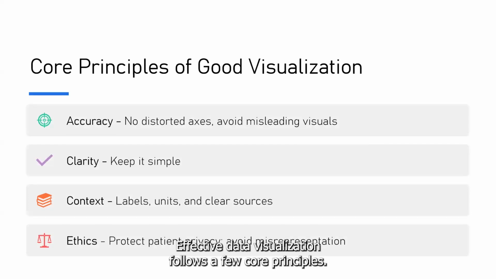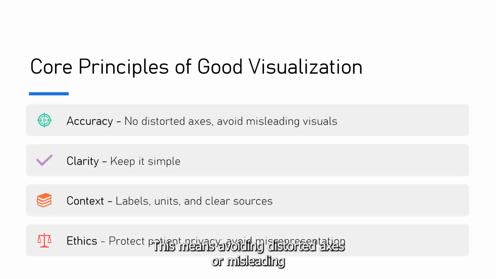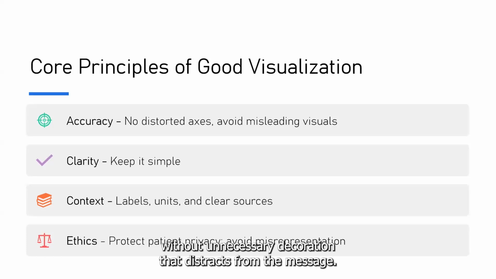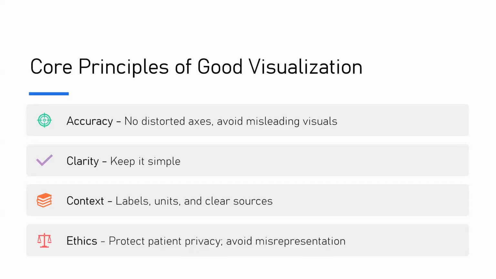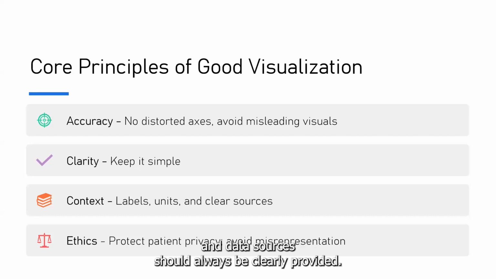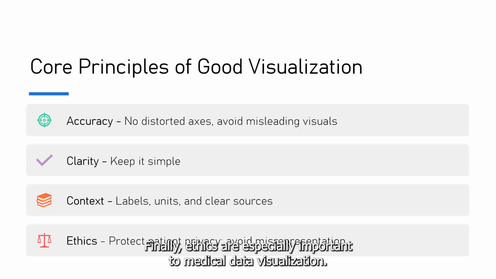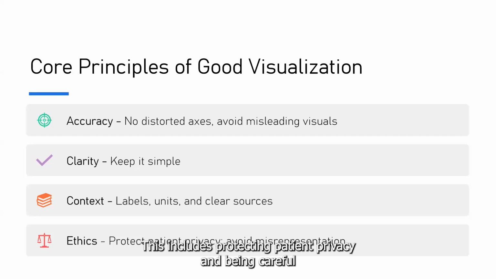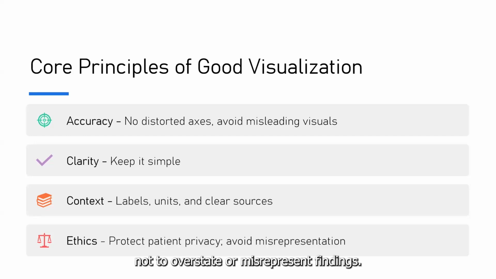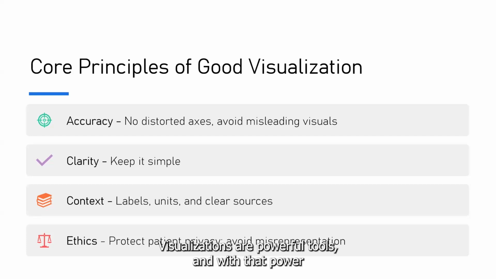Effective data visualization follows a few core principles. First is accuracy. This means avoiding distorted axes or misleading design choices that could misrepresent the data. Second is clarity. Visuals should be clean and simple, without unnecessary decoration that distracts from the message. Context is also essential, so axes, units, labels, and data sources should always be clearly provided. Finally, ethics are especially important in medical data visualization. This includes protecting patient privacy and being careful not to overstate or misrepresent findings. Visualizations are powerful tools, and with that power comes responsibility.